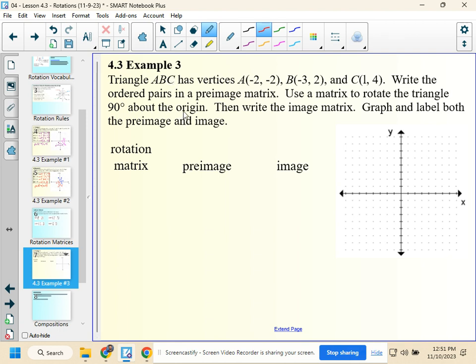Again, a lot of the language here is the same as the previous lesson. Let's do it. Let's get it set up. Okay, so triangle ABC. I'm jumping ahead a little bit, and the first thing I want to look at is what kind of rotation are we doing? All right, so it says 90 degrees about the origin. I'm going to go pick up the appropriate 90-degree rotation matrix, which is 0, 1, and -1, 0.